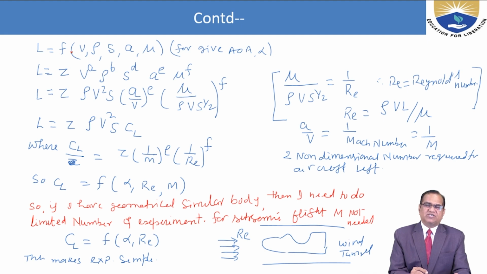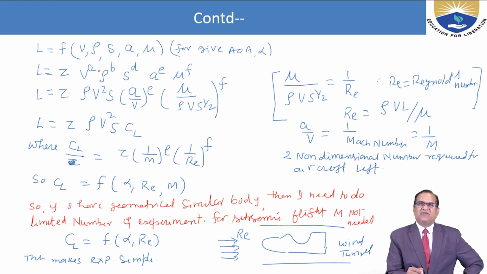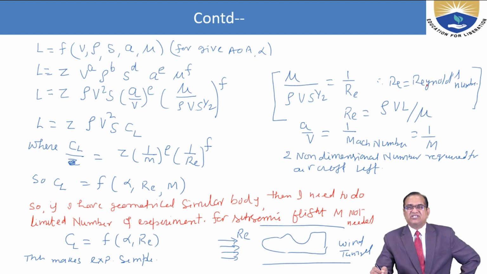So we know this lift is equal to a function of velocity, density, area, Mach number and viscosity for a given angle of attack. We can write L is equal to Z, V to the power A, rho to the power B, S to the power D, a to the power E, mu to the power F. So here for Z, we can take rho V square S. Here we will divide a by V, a by V to the power E, plus mu by rho V s to the power 1 by 2, to the power F. So here if you see, mu by rho V s to the power half is equal to 1 by Re. Re is the Reynolds number.